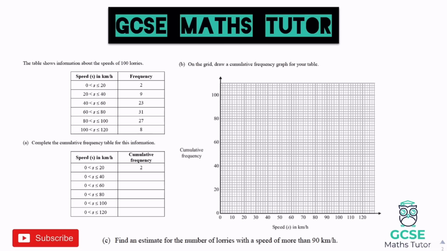Okay, so the next question here, we're going to draw a cumulative frequency graph. So it says cumulative frequency up here, and then it says some information about the speed of 100 lorries, which it starts to tell us over here.